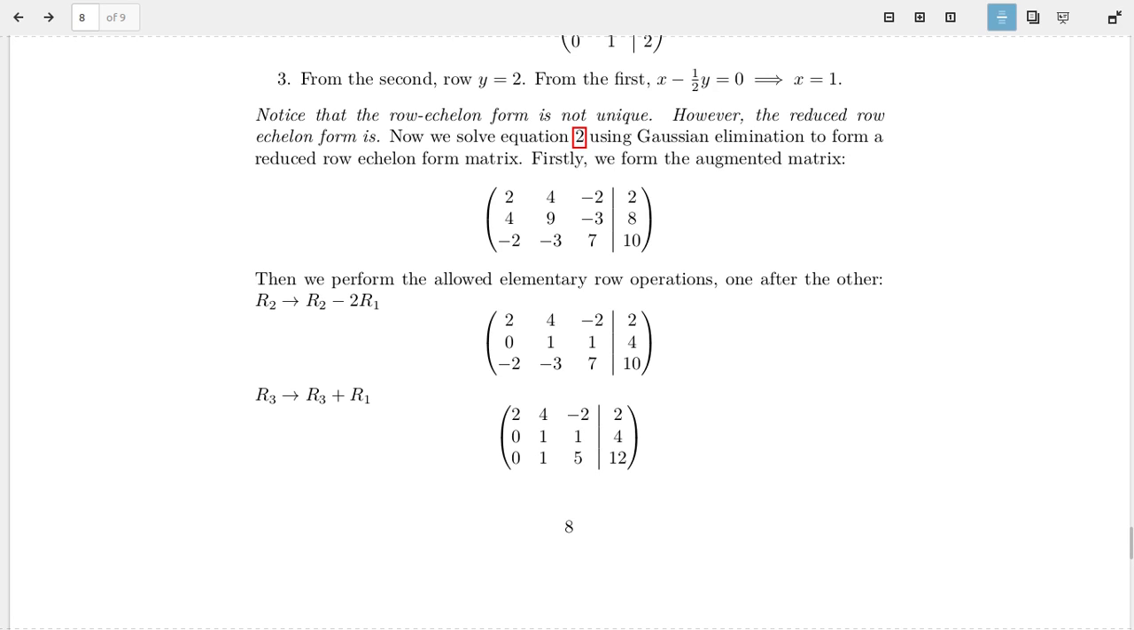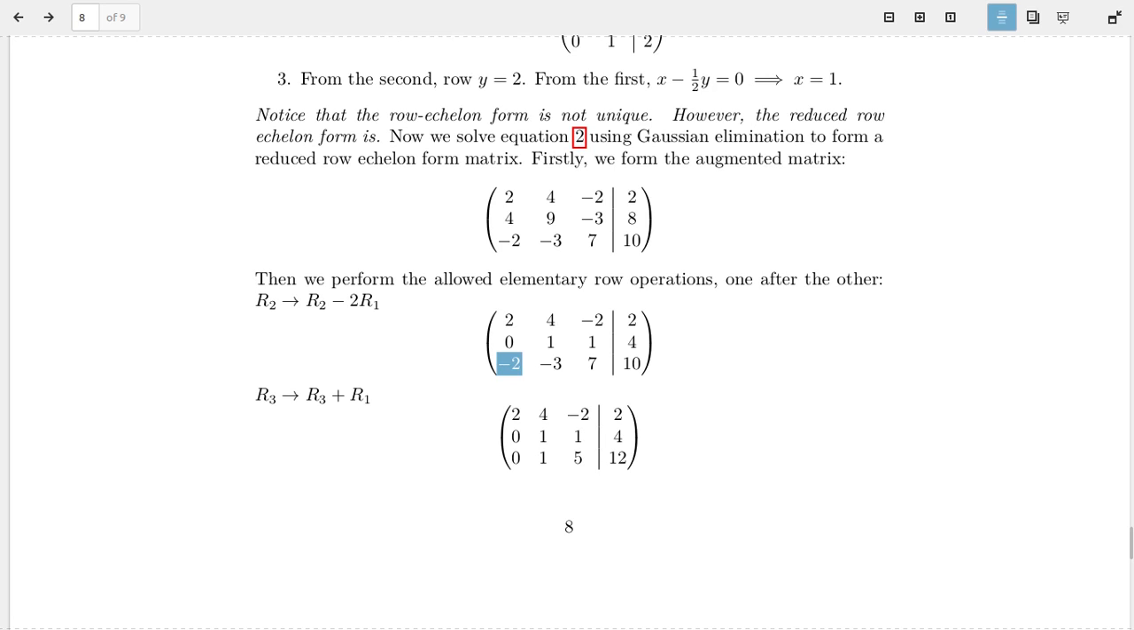Cool. And since I want this guy to be 0, for R3, I can make it R3 plus R1. Which gives me minus 2 plus 2, which is 0. Minus 3 plus 4, which is 1. 7 minus 2, which is 5. And 10 minus 2, 10, sorry.